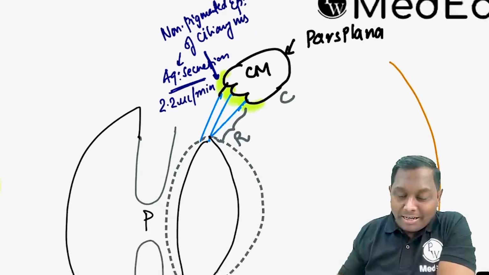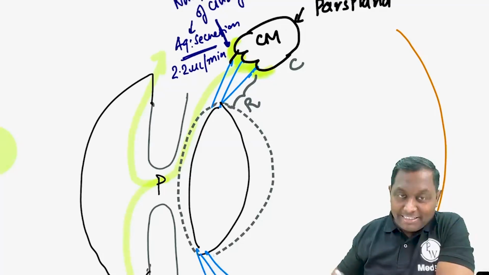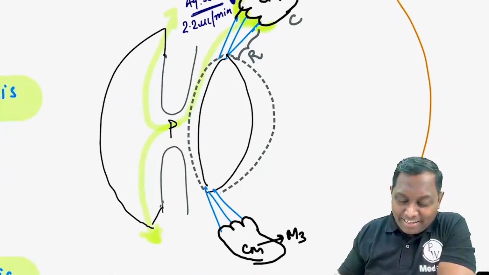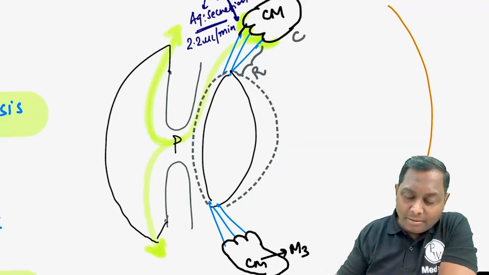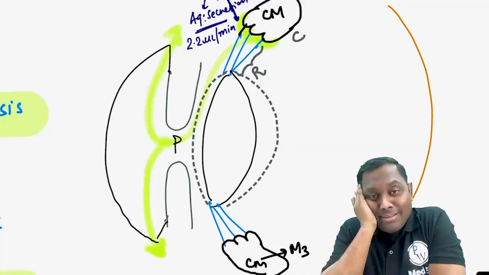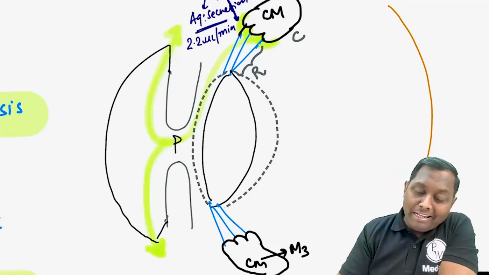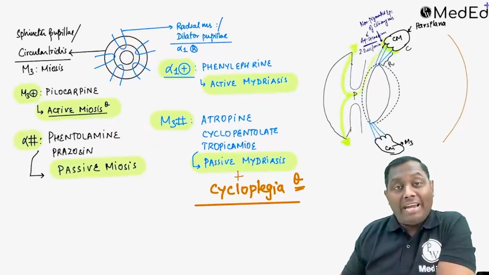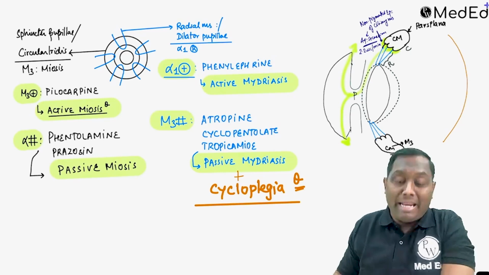Whatever aqueous has been secreted from the pars plicata will come to the posterior chamber, then go to the anterior chamber, and from here it drains through the trabecular meshwork. From the trabecular meshwork it goes to the uveoscleral pathway, and from there, through two pathways, it drains: from the trabecular meshwork it can go to the episcleral vein, and from there it can go to the systemic circulation. So again, pars plicata, the anterior finger-like projection, is the source of aqueous production. Whatever aqueous has been produced is going to be drained mainly through the trabecular meshwork.